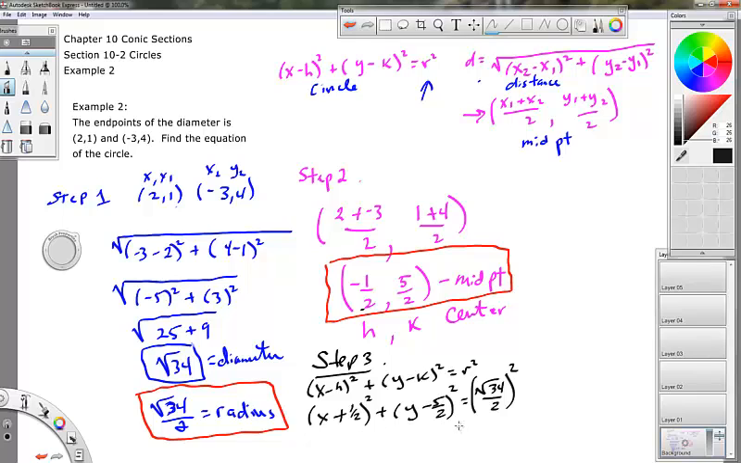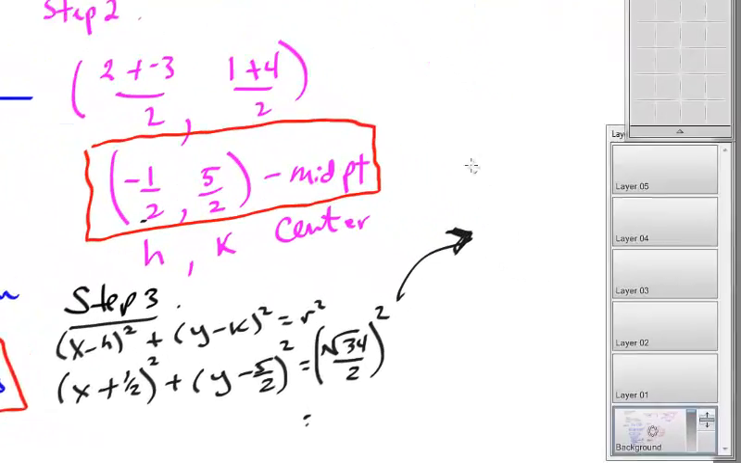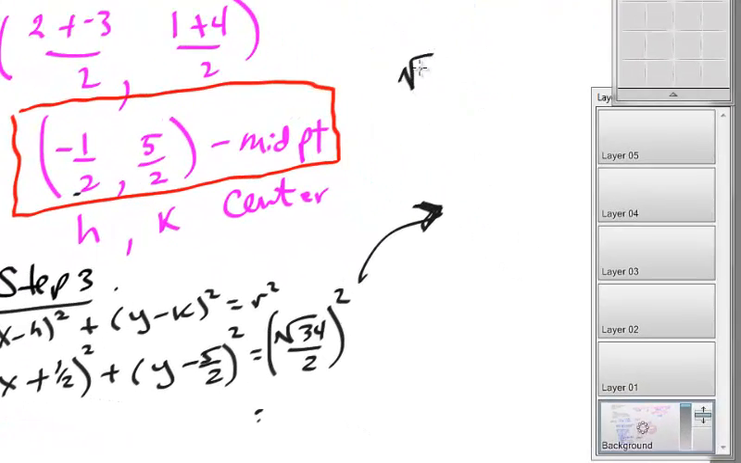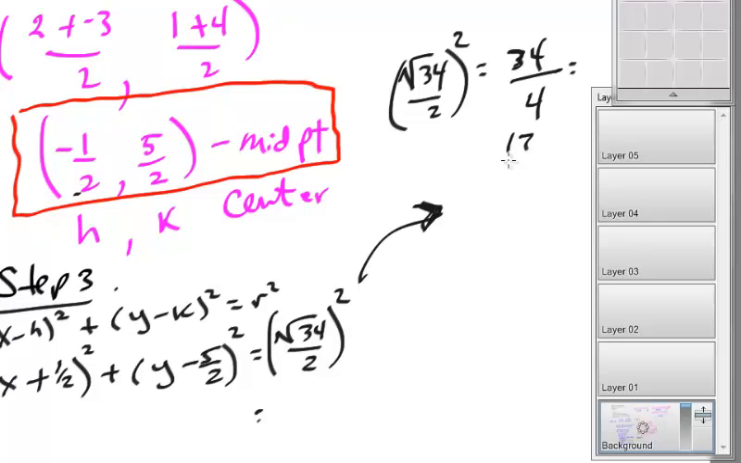Now the left side of this equal sign here is all good to go, right? Nothing I can simplify over here. This right here I can. So let me come over here and work on that. So the square root of 34 over 2 squared would be the square root of 34 times the square root of 34, that's 34, over 2 squared, which is 4. And then, of course, that reduces by 2 to 17 over 2.